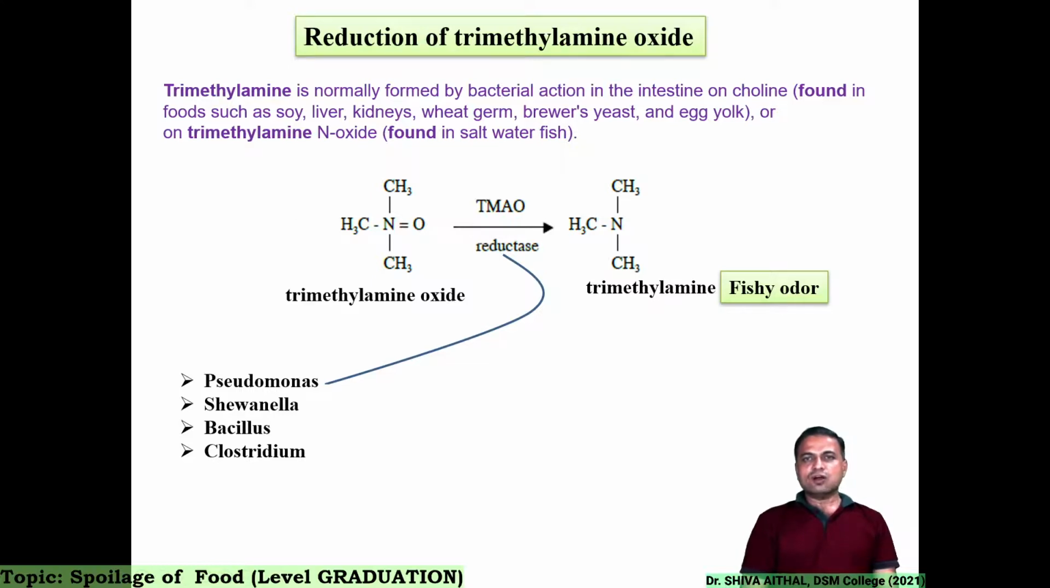Now, reduction of trimethylamine oxide. Where is this trimethylamine oxide present? Trimethylamine oxide is found in most seafoods. It is present in saltwater fishes. It is also normally found in foods such as soya beans, liver, kidney, wheat germ, brewer's yeast and egg yolk. So mostly in the animal foods which are coming from animal sources.